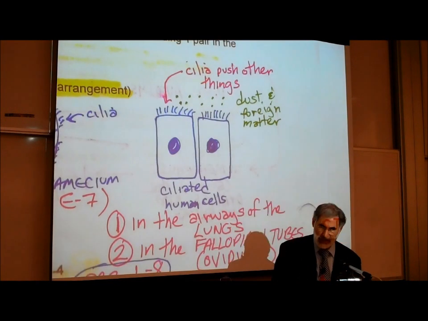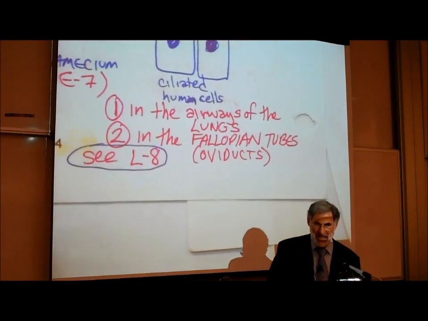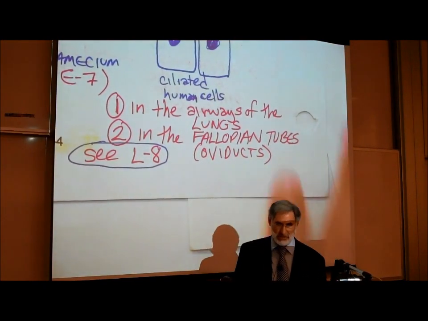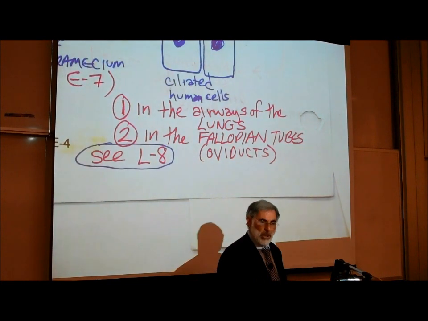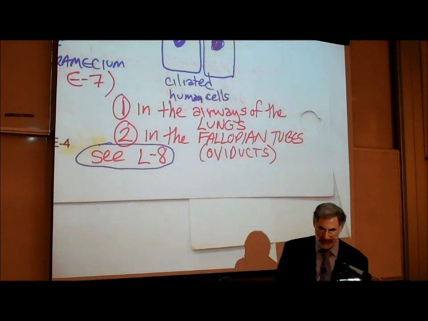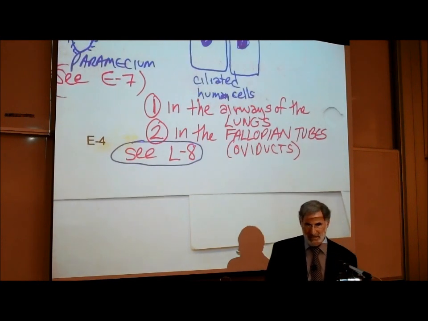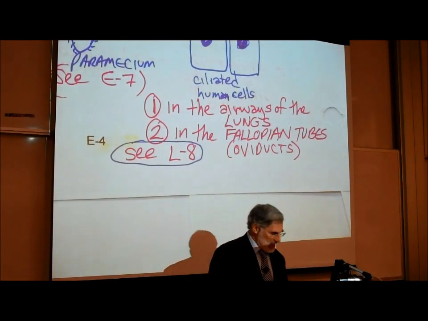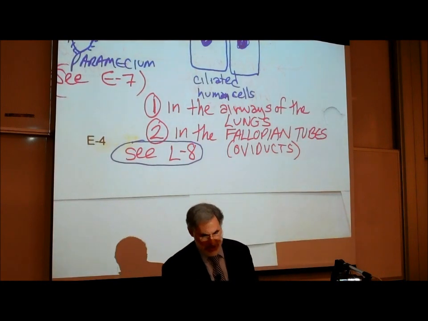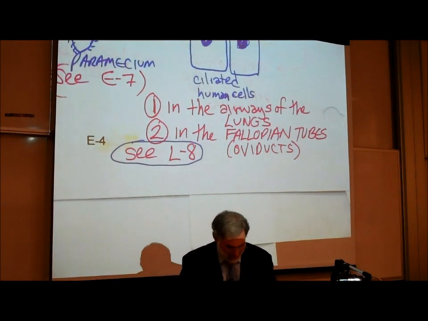Now a second place where we have ciliated cells, and I don't think any of you would have guessed this unless you've learned it, is in the fallopian tubes of a woman. Now the fallopian tubes are also known as the oviducts. And so to help us understand this, let's take a quick look at page L8.